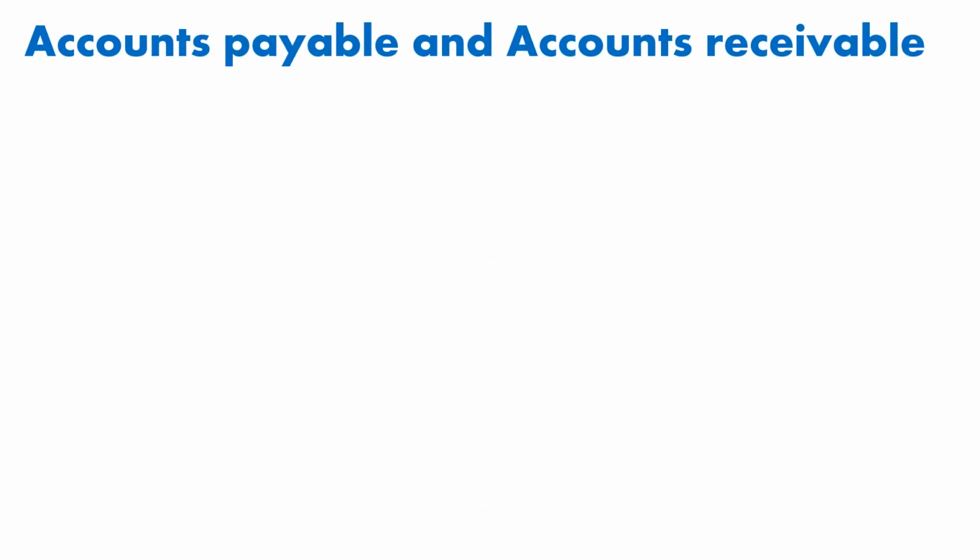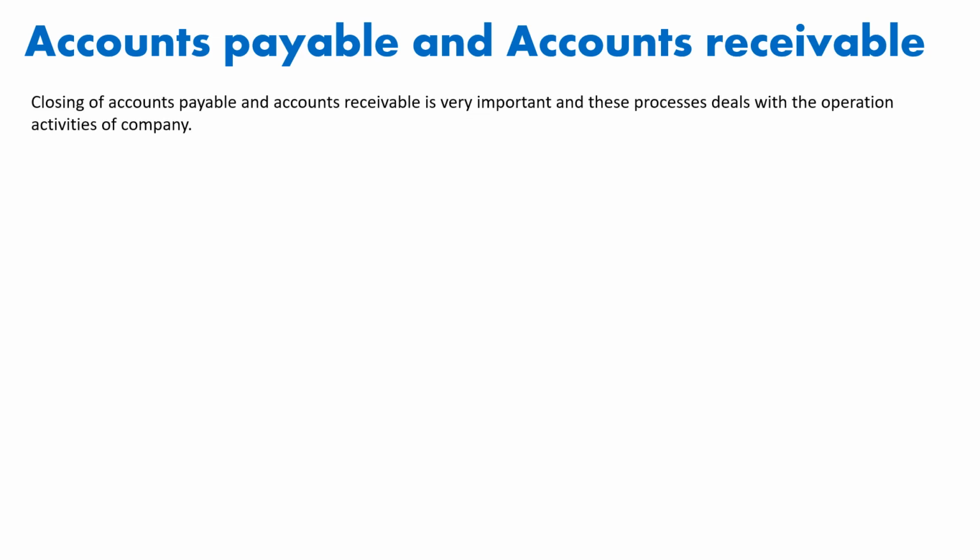Accounts payable and accounts receivable. Closing of accounts payable and accounts receivable is very important, and these processes deal with the operational activities of the company, right? So before you lock your system, the first activity that has to be closed is accounts payable and accounts receivable processes. So let's see what actually we need to close.